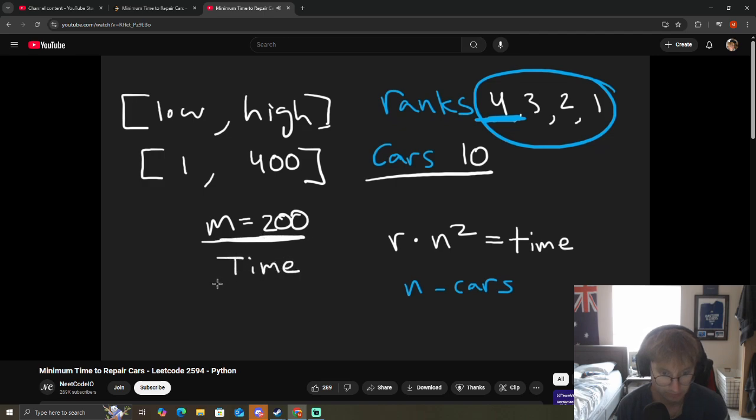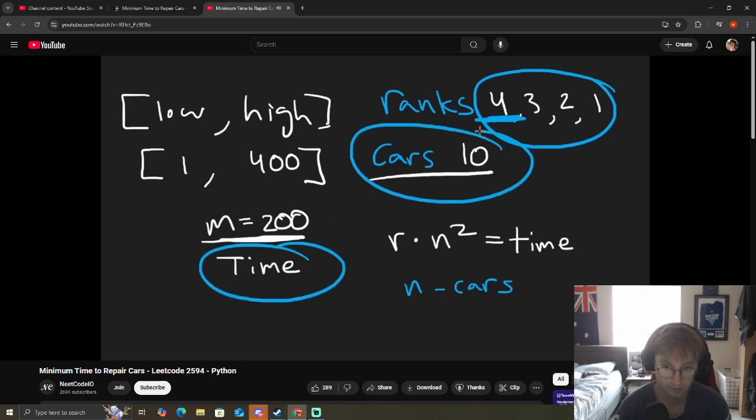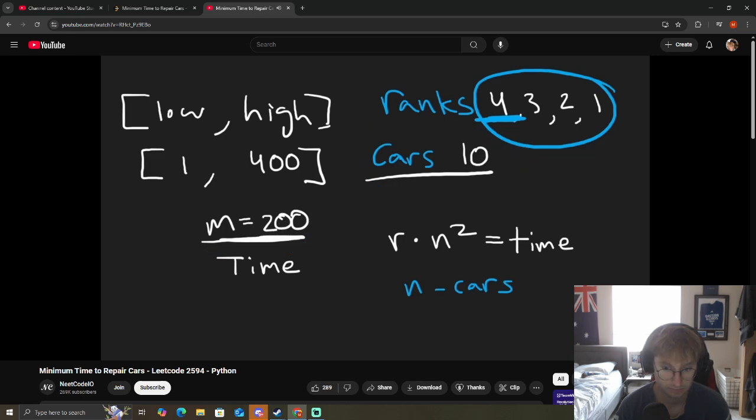We want to know how much time it would take us to do all 10 cars. We want to know the minimum amount of time. So now what we want to know is, is this middle value good or not? Because if this middle value is good, then we're going to start searching to the left of it, because we're trying to find the smallest time that will allow us to repair 10 cars. So if this is good, if I give this a green, then we start searching on the left. We can shift the right pointer, which right now would be at 400, and shift it to be mid - 1.